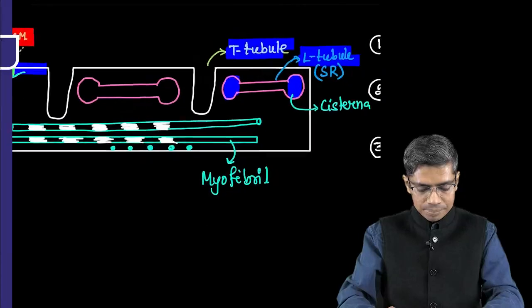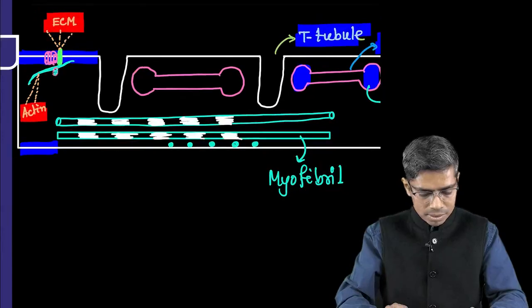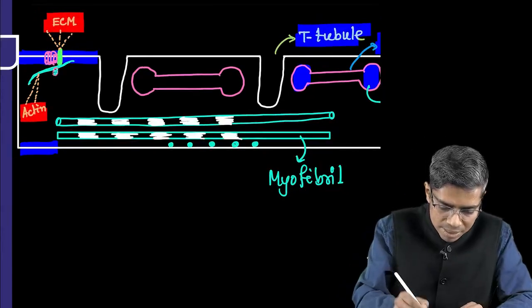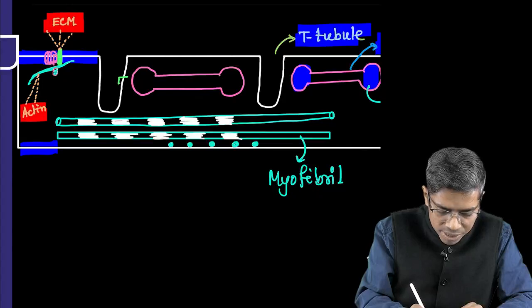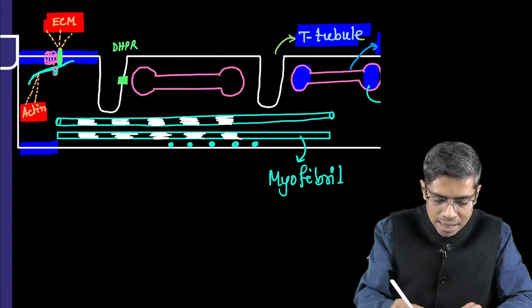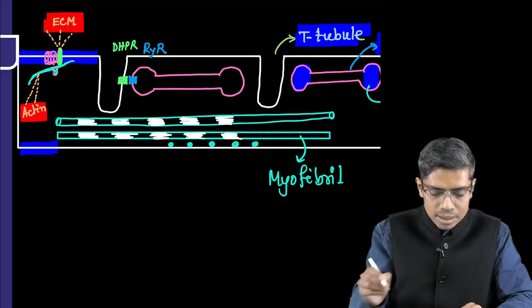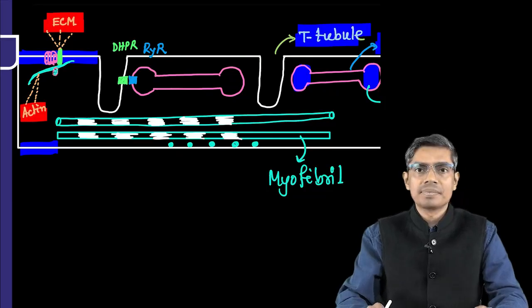Now look at this diagram. So this is the normal skeletal muscle cell. On the T tubular membrane, there will be a voltage gated calcium channel, which will be known as the DHPR channel, and just opposite to this, the cisternal region will contain another calcium channel which is known as the RYR type of calcium channel, right?